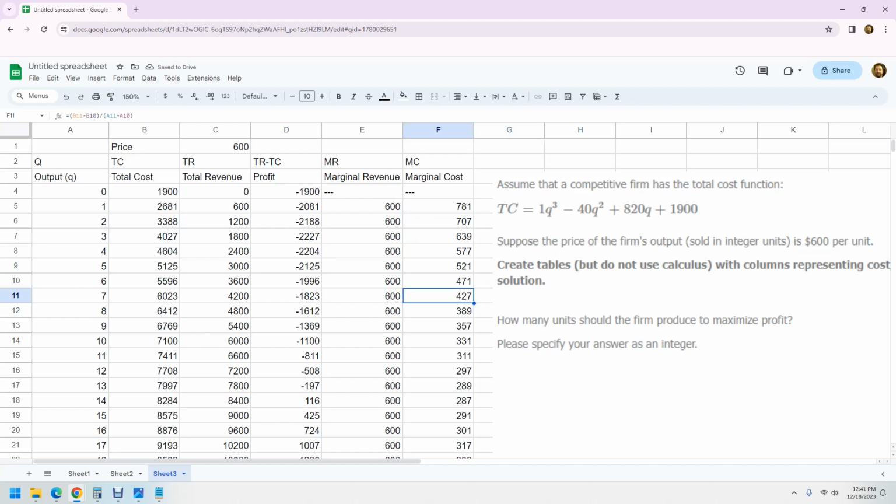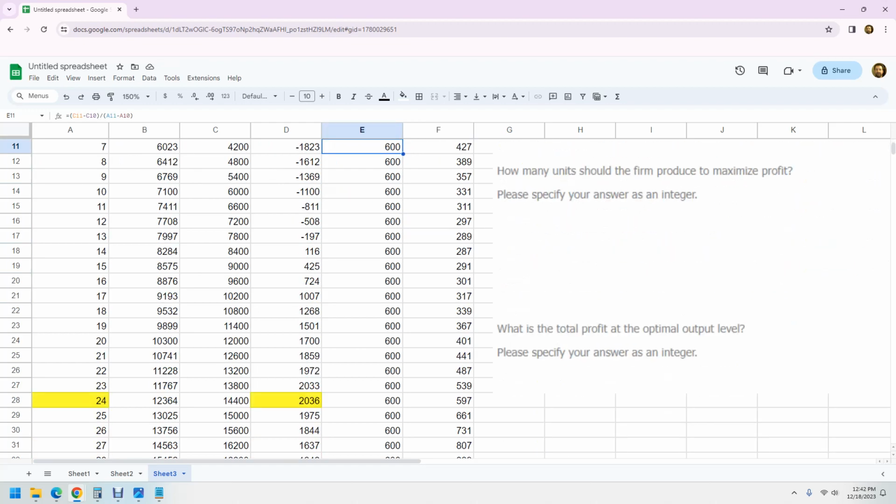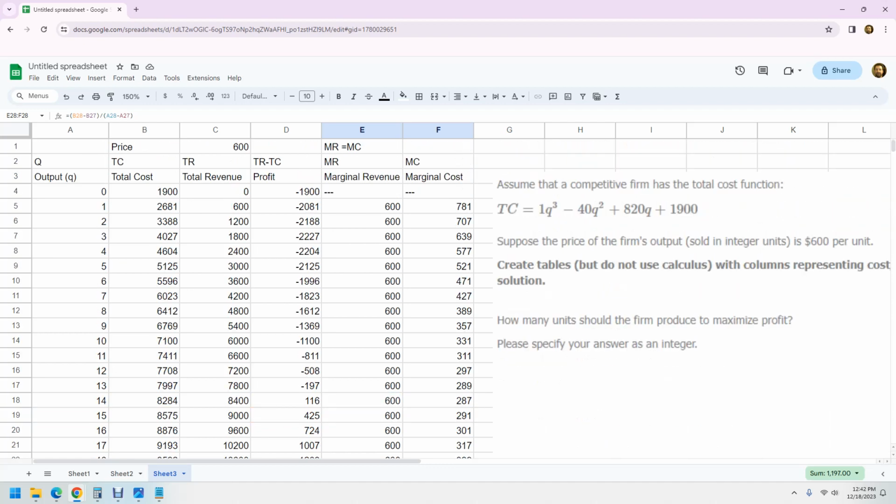So the reason we did that is because the profit maximizing rule says that the quantity where MR equals MC, or the last unit where MR is higher than MC, is the profit maximizing unit. So we're going to go all the way down here, and it's right here. Okay, same answer. So you could have calculated that. You'd have also gotten 24. So that's right about equal there. Okay, and that's how to solve a perfectly competitive problem, profit maximization, without calculus in Google Sheets.